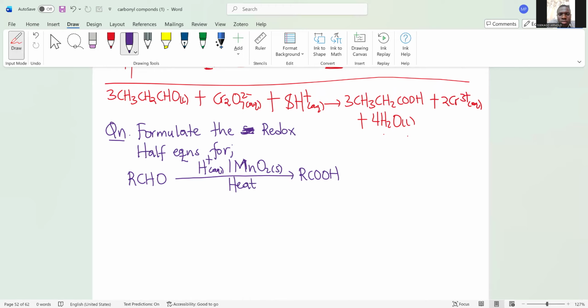Formulate the redox half equations for that equation. Now we have seen what happens for the aldehyde. But I want to give you a hint: MnO2 is taken to Mn2+. You are very serious learners, and I think that you can formulate those equations and come up with the full equation. So allow me first to stop there.